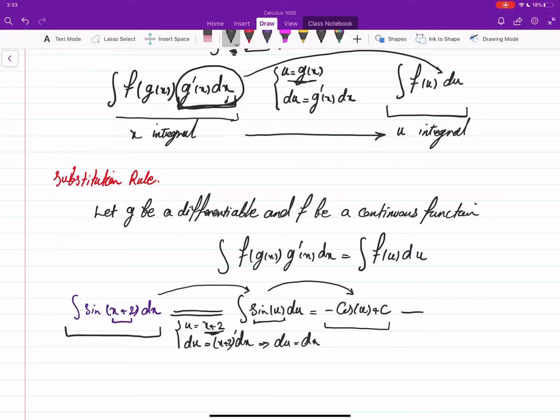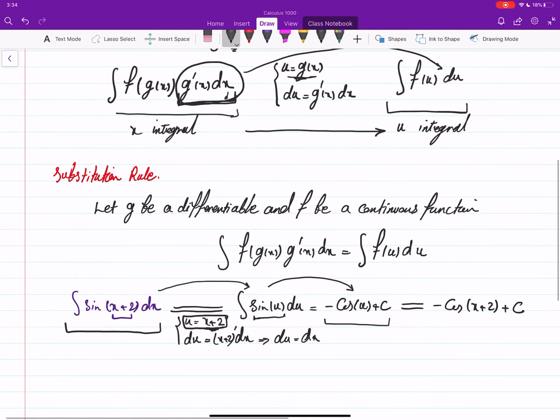Well, you're right. u is a variable I introduced, so now I have to get rid of it. How? I know what to do there. Wherever you see u, you plug back in x plus 2, and that will be your answer now. And that person will be happy and will live happily ever after.